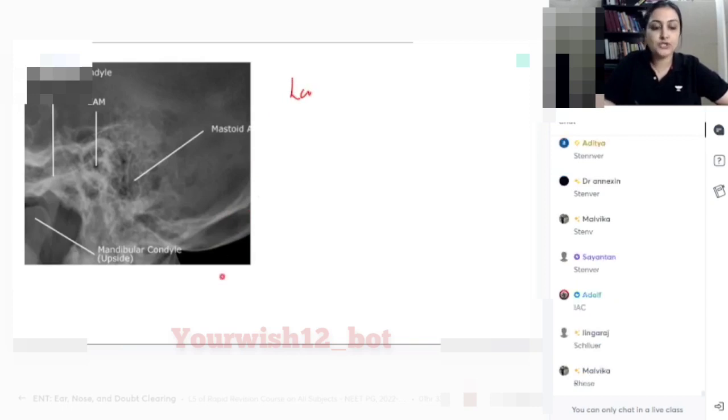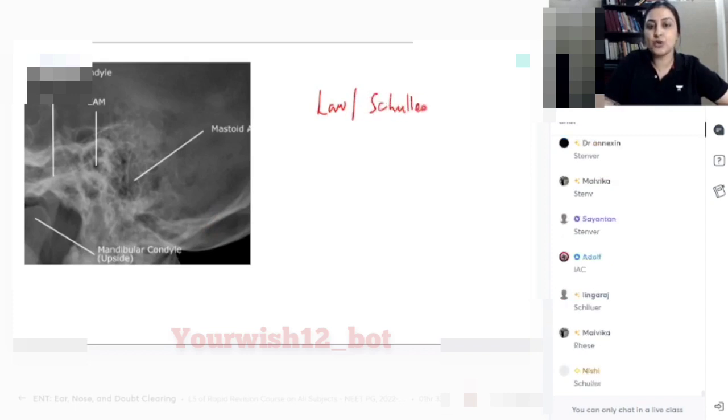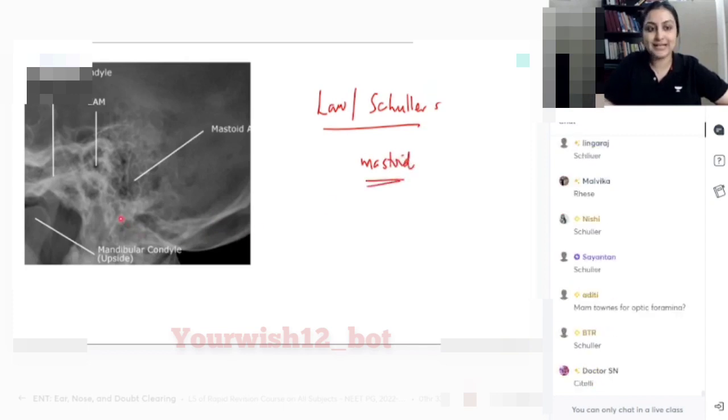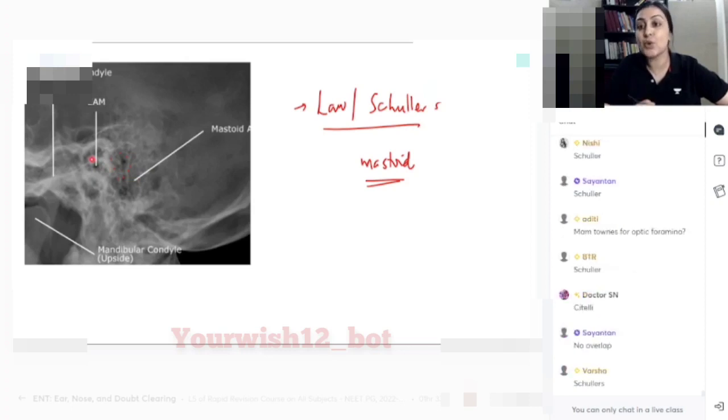And the next one is what you are seeing. So this is called Law's view, modified Law's view, or this is also called the Schuller's view. All right, so Law's or Schuller's view is when I want to see the mastoid air cells. Mastoid air cells, can you see these air cells here? So this is the Law's or Schuller's view, and this is useful when we are dealing with mastoiditis.